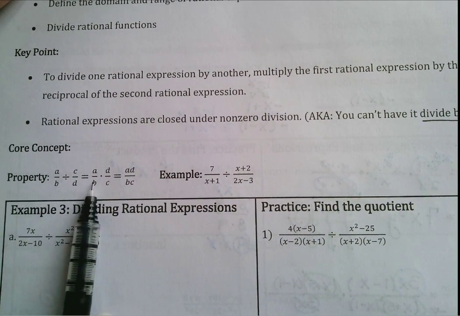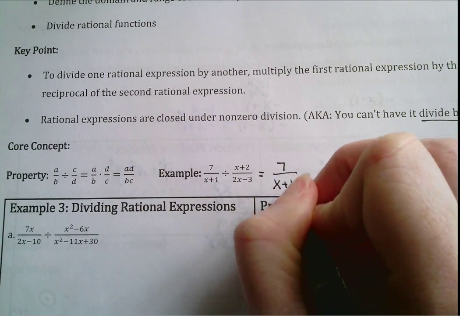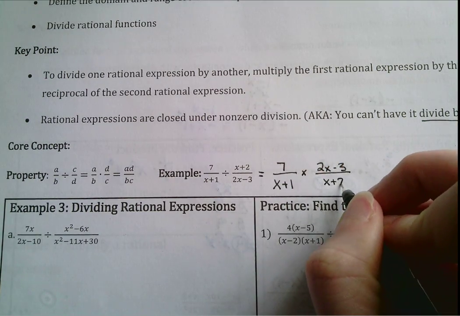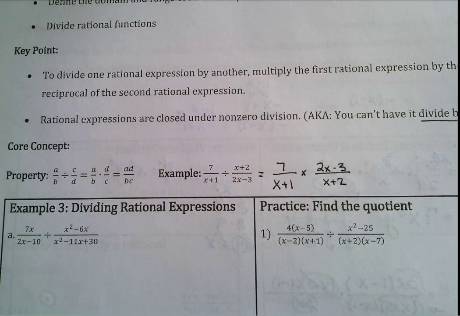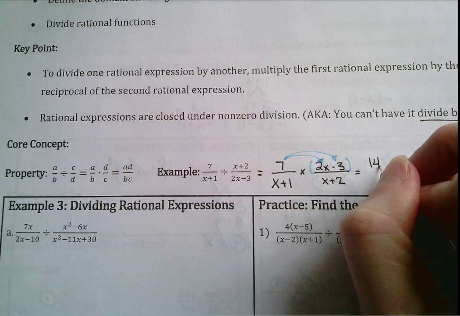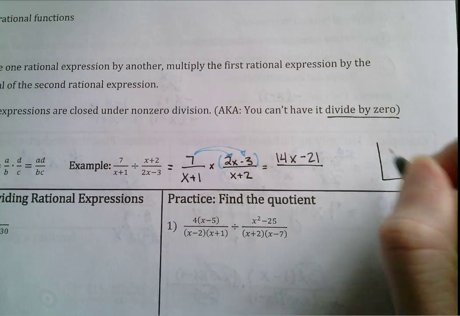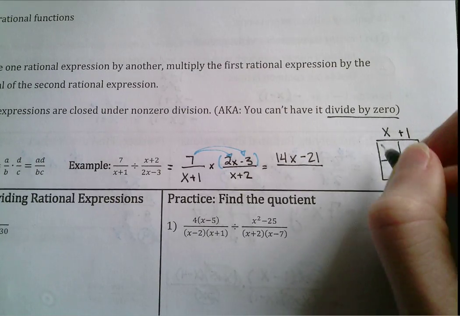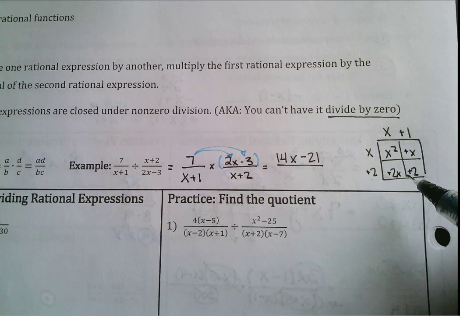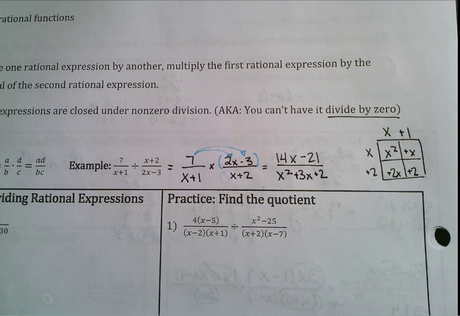So key point, when we are dividing one rational expression by another, multiply the first rational expression by the reciprocal of the second rational expression. Rational expressions are closed under non-zero division. What that basically means is you are not allowed to divide by 0. That's why we're going to have the domain and range defined for these, because if we don't say it can't be divided by 0 here, then we're not keeping it equivalent as we go.